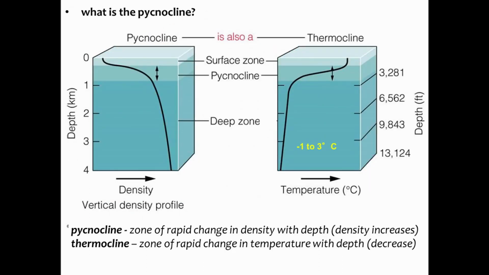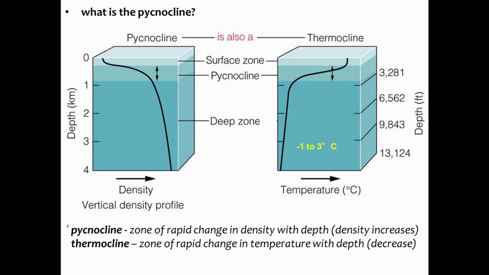What is the pycnocline? The pycnocline is a zone of rapid change in density with depth. So as we get deeper, the density increases. You can see it right here on this little bar chart. We have the surface zone, where density remains relatively the same, and then we hit the top of the pycnocline and we see a rapid increase in density.